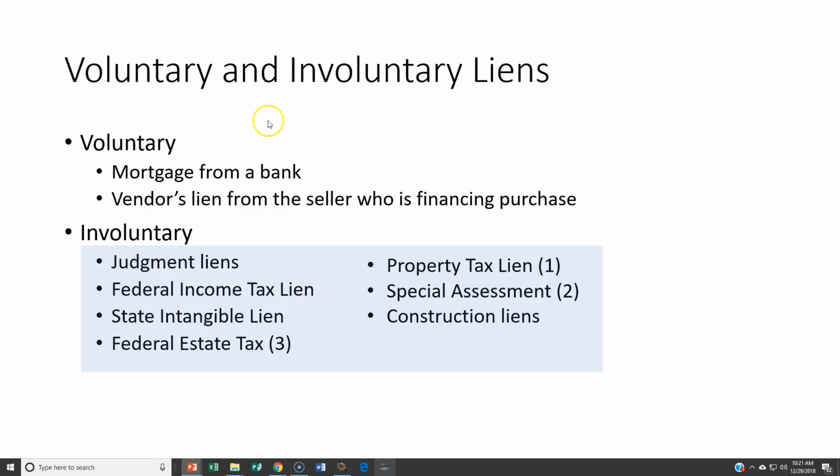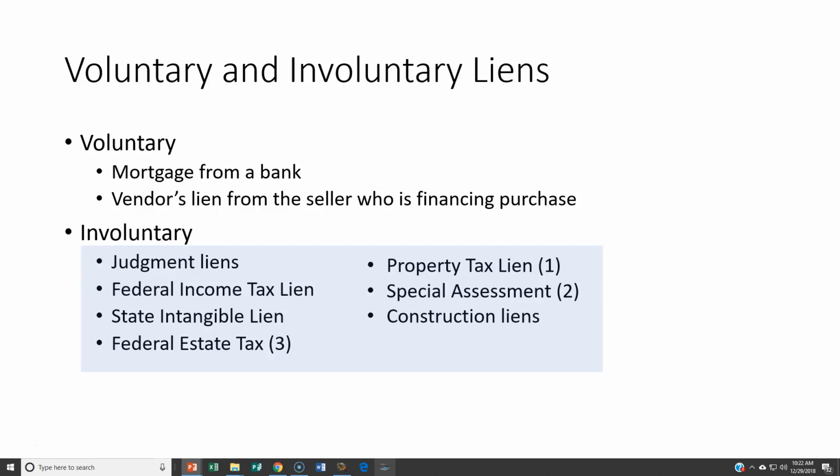We have voluntary liens and involuntary liens. A voluntary lien is like a mortgage from a bank. You voluntarily take a mortgage from the bank on the understanding that they will place a lien on the property, and they can force you to sell the property if you don't pay your mortgage payments on time. Then there's the vendor's lien. It's the same as from a bank, but in this particular case it's from the seller who is financing the purchase.